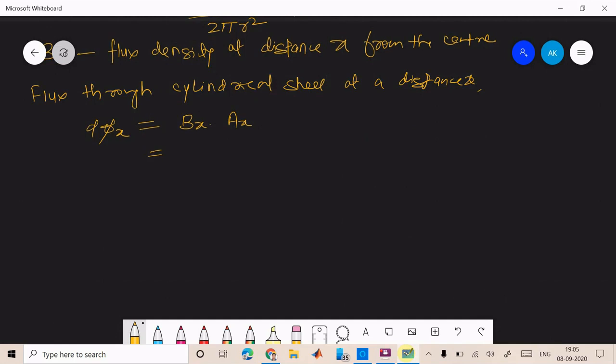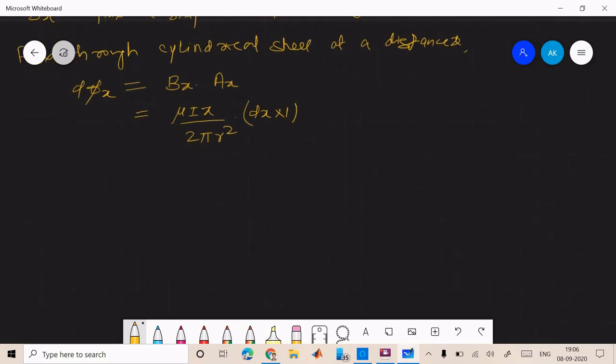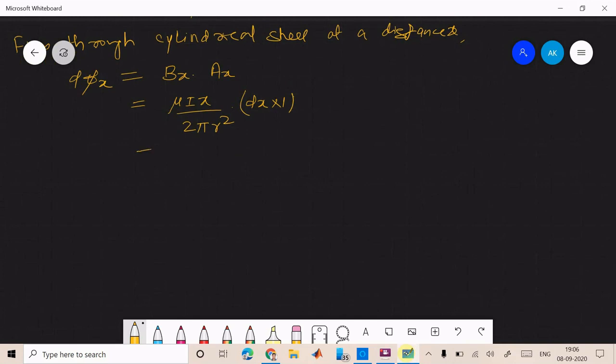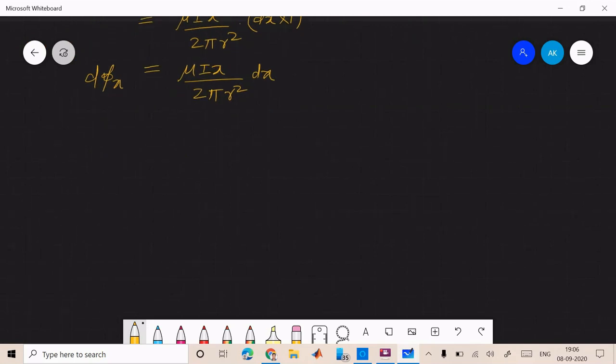So your Bx is mu I x over 2 pi r square, and your area is dx cross 1. Okay, so you can write finally mu I x over 2 pi r square dx. This is your d phi x.